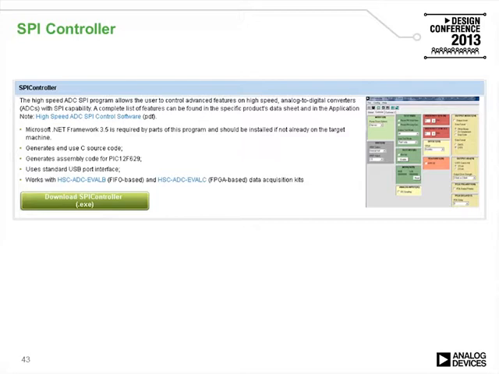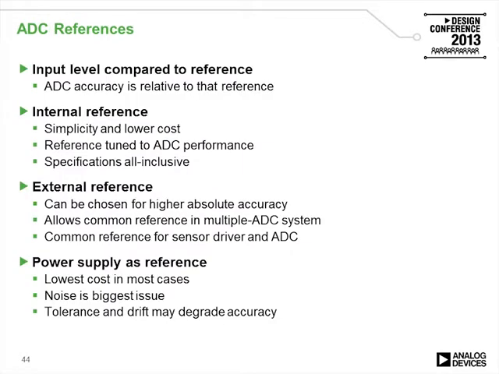There's some other tools available, like the SPI controller. Basically, what it does is you put in the part you're going to use, and it'll give you a register map and help you try to figure out what you need to write to each one of those registers to configure the part correctly. Now, ADCs require a reference. The input level is always compared to the reference, so it's very important.